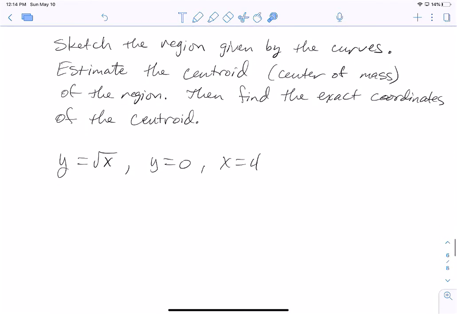And now you may be asking, what about if there was a variable mass? Hey, take Math 5C. At this point, what I would like for you to do is follow all of these directions. Sketch the region, estimate the center of mass, or the centroid, and then find the exact coordinates using the formulas that we've written down. Pause it, give it a shot, see what we get.